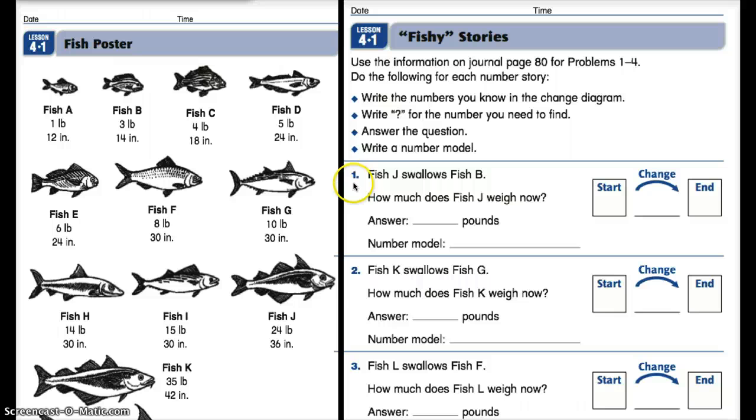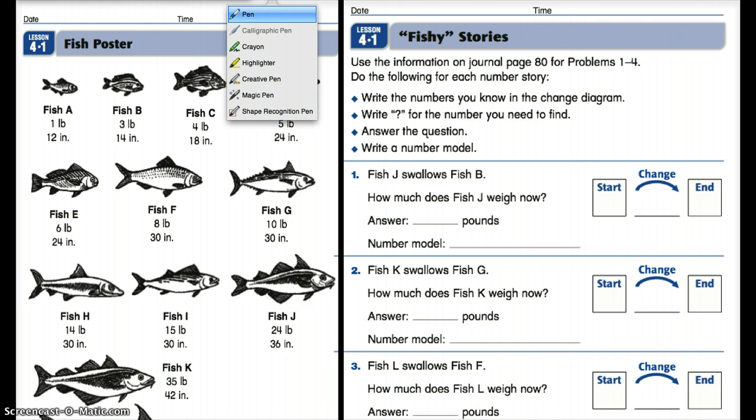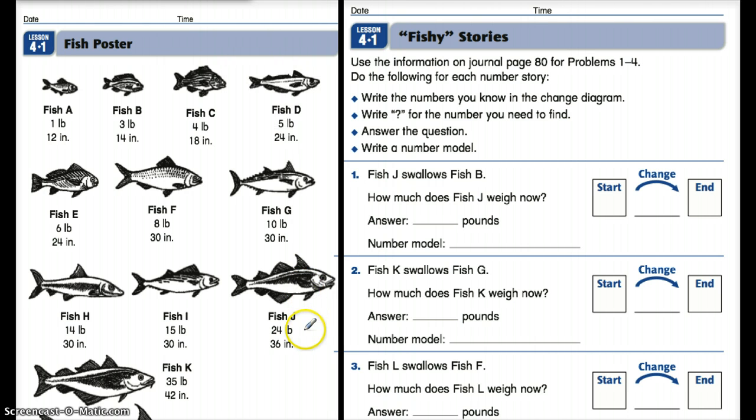Okay, so number 1 says this: fish J swallows fish B. So I'm going to go over here and look at my chart. Here's fish J. He's going to swallow fish B. So that makes sense. Fish J is much bigger. He's going to swallow fish B.